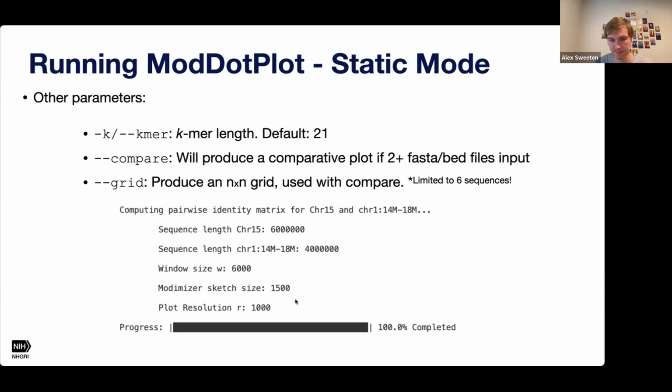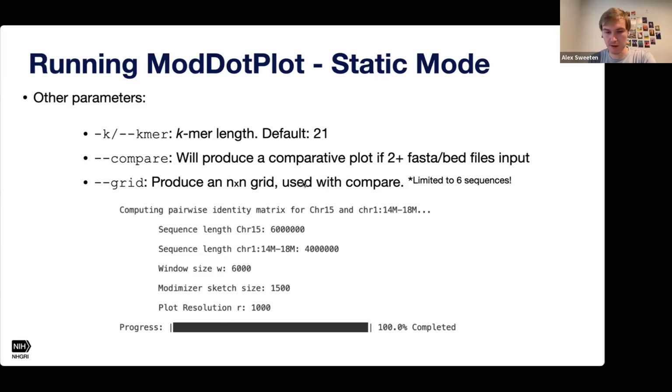And this is what the command line will look like when you run on a pairwise sequences. You have sequence 1, which is 6 megabase pairs, sequence 2, which is 4 megabase pairs. Your window size is going to be based on whatever sequence is larger and produce a plot of the adequate resolution.